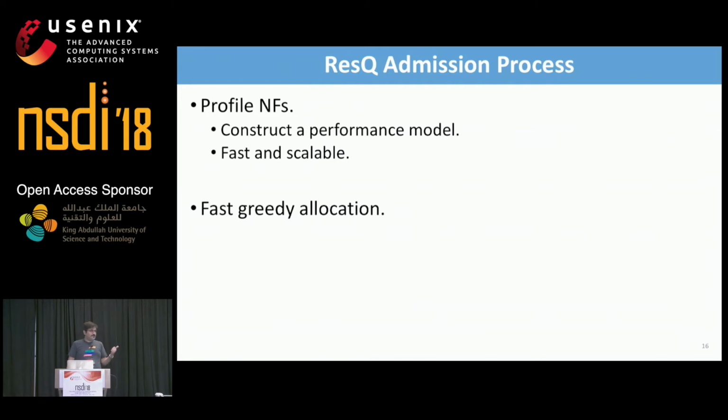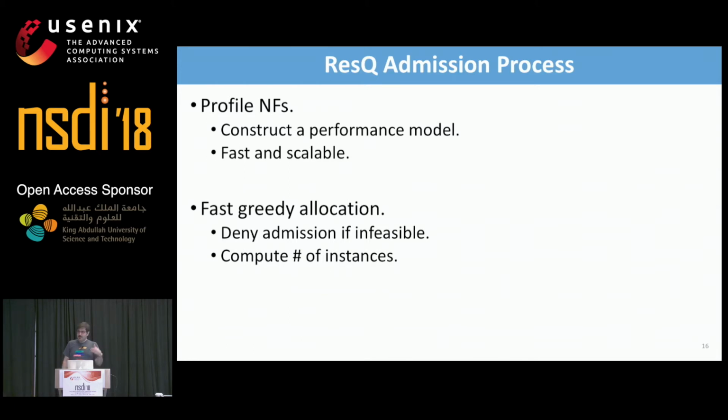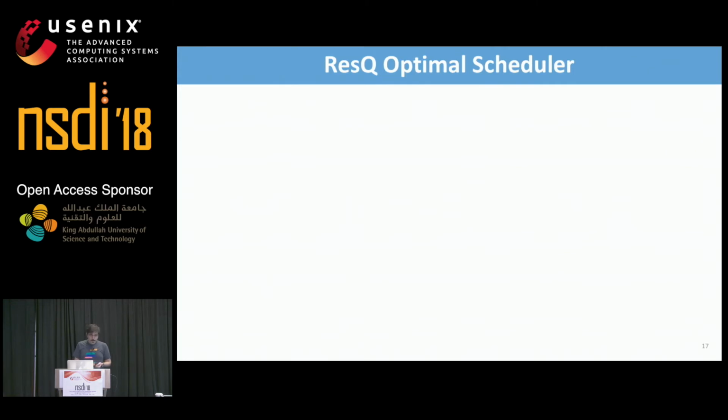The second part is fast greedy admission. So with that, it simply means that if we don't have enough resources to admit it, deny admission. If we do have enough resources, compute the number of instances we need for this specific SLO term. And for each of the instances, compute which core or cores you'll be placing it on, and the LLC allocation per instance. The greedy allocation will show that it's pretty good, but it's not supposed to be optimal.